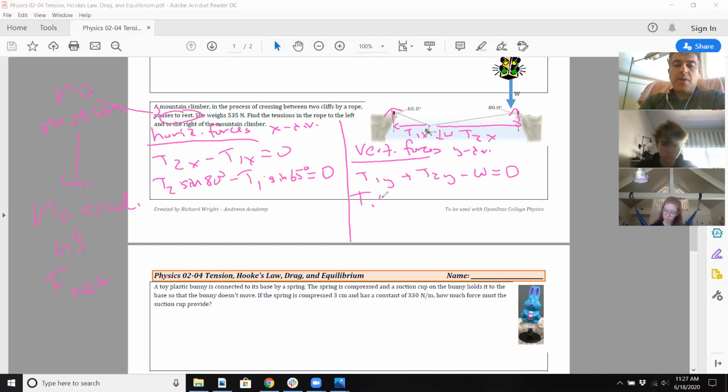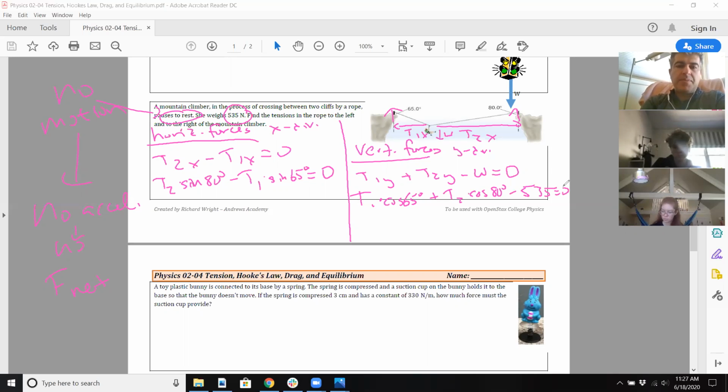That's T1 times cosine of 80 degrees. No, sorry, 65 degrees. Yikes. Let's get that right. Times cosine 65, plus T2 times cosine 80 degrees, minus mg. We already know what her weight is. It's 535, so just say that straight up, equals 0.